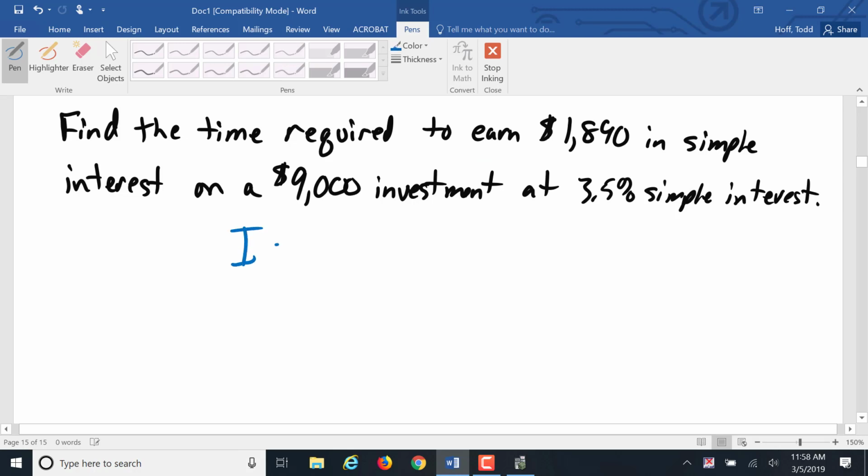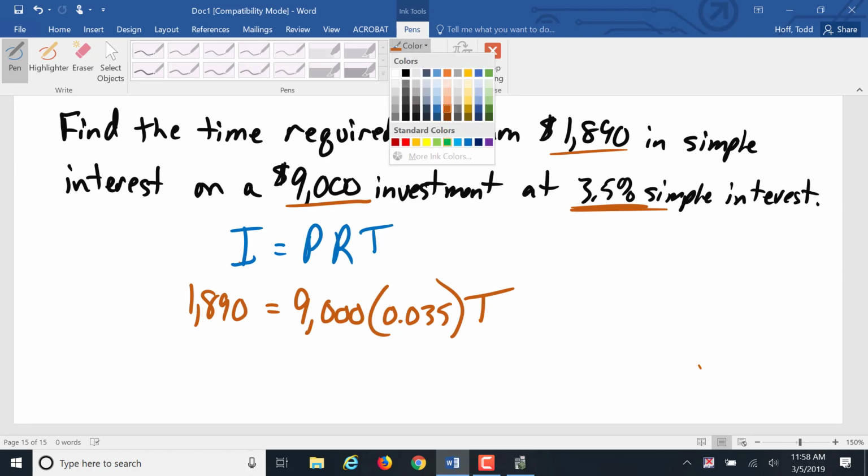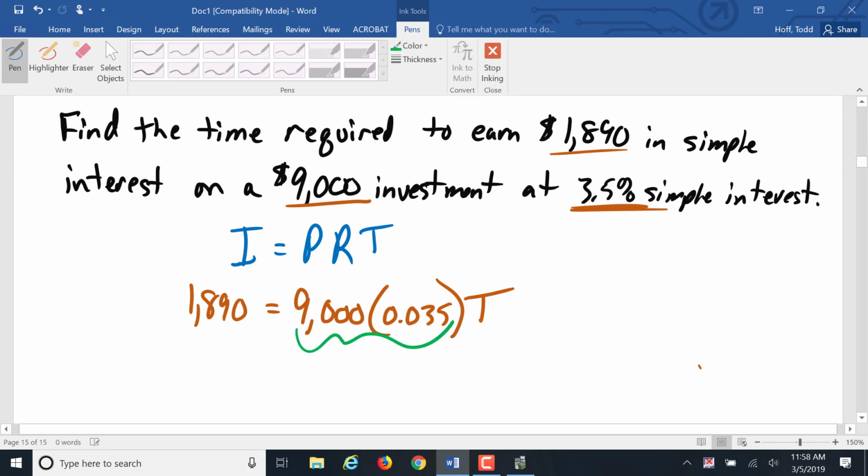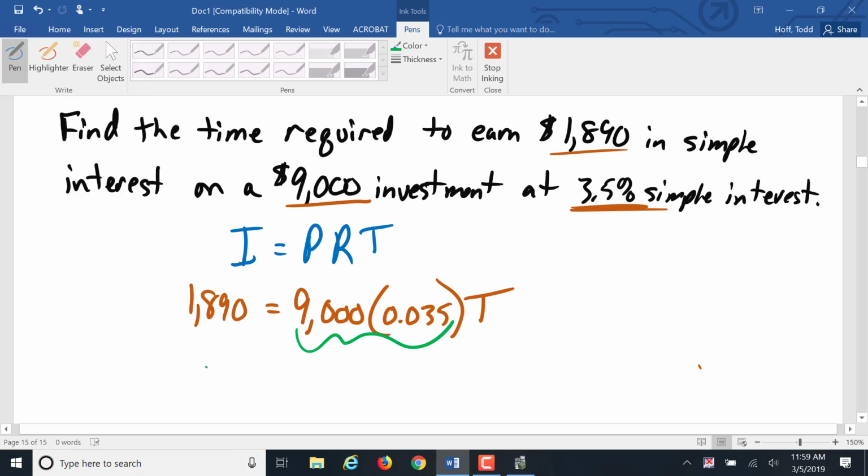So it's still I equals PRT. We have the dollar amount of the interest, 1,890. We have the principal, 9,000. We have the rate, 3.5% becomes 0.035. The time is what we are looking for here. So we're going to combine the 9,000 times 0.035, giving us 315.